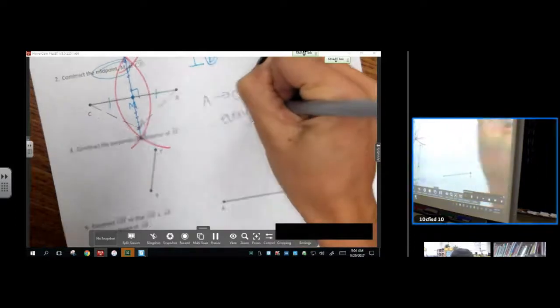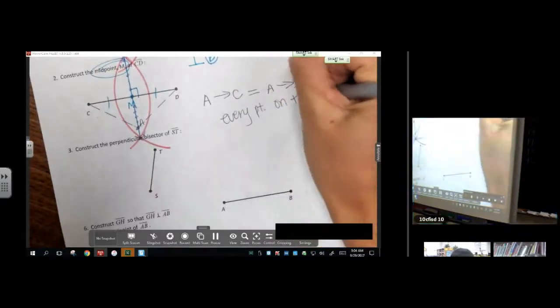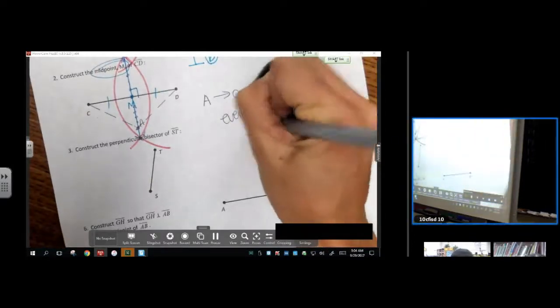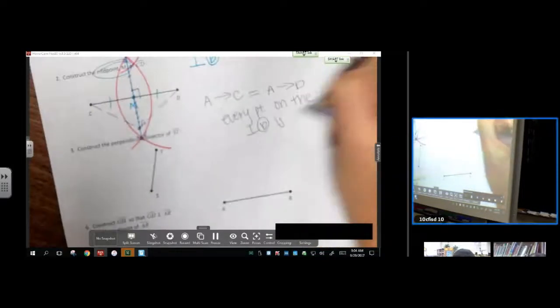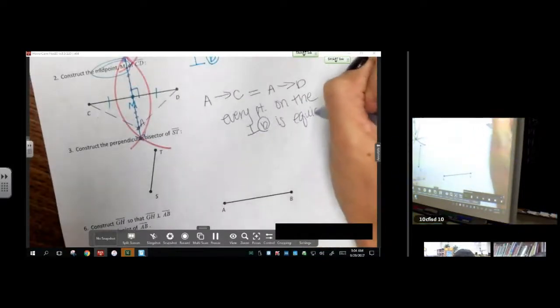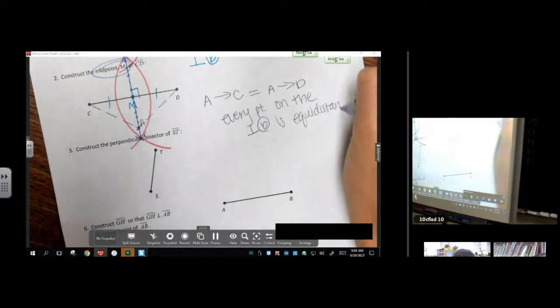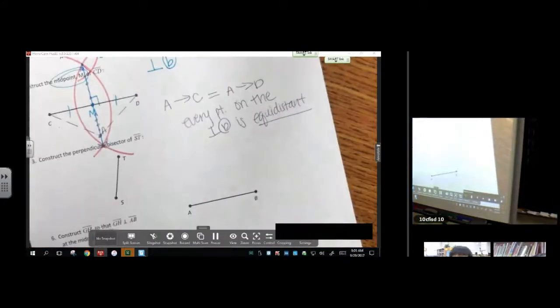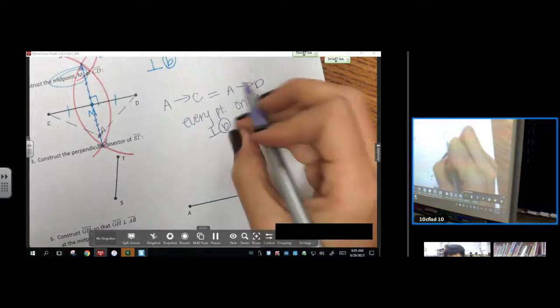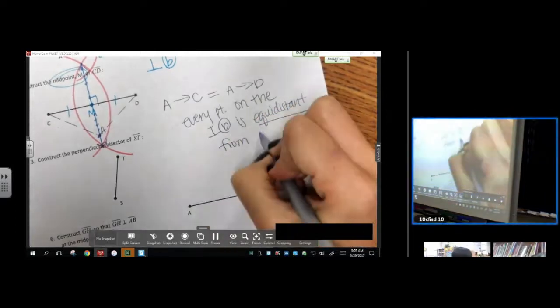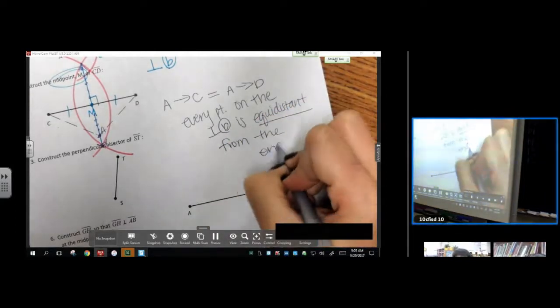Every point on the perpendicular bisector is, that's a fancy word, equidistant from the endpoints.